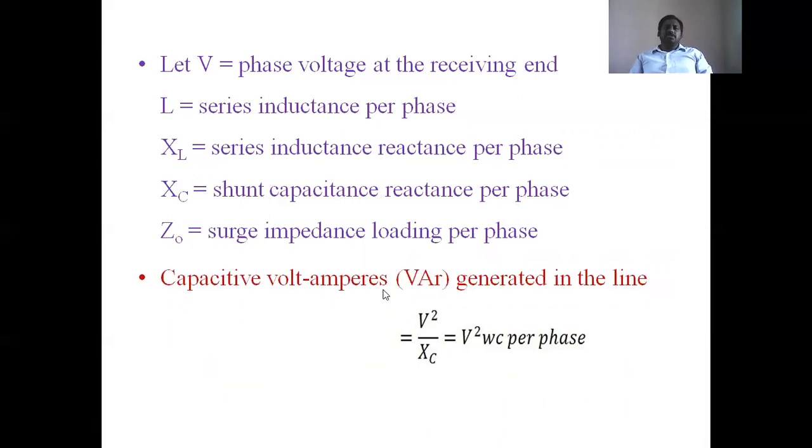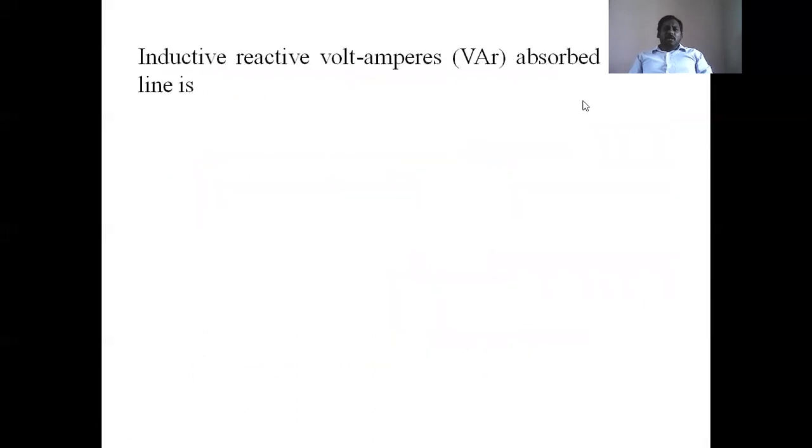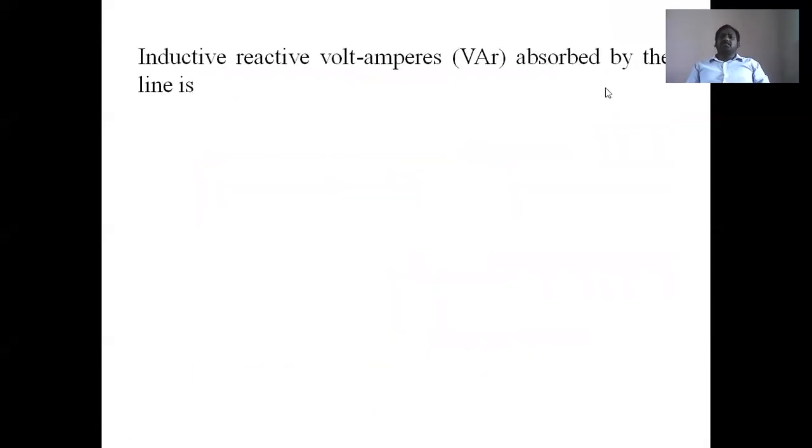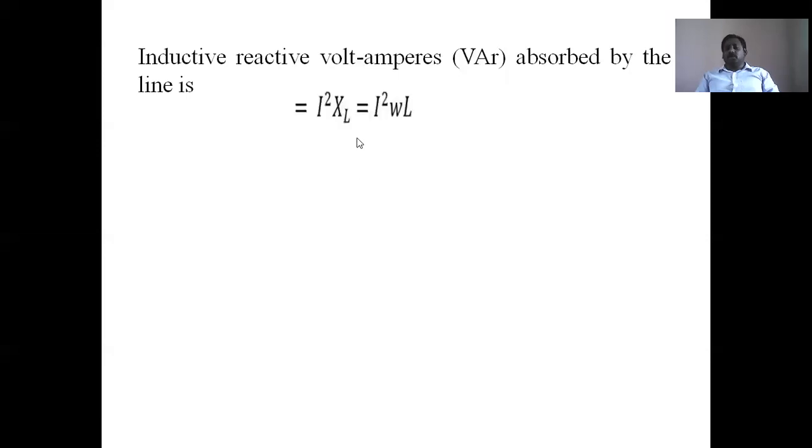Then the generated capacitive volt amperes can be expressed as V square by XC. 1 by XC is j omega C, but in magnitude simply omega C. That's why the generated power is V square omega C. And the inductive reactive volt amperes absorbed by the inductor is I square XL. XL is j 2 pi FL, in magnitude I square omega L.